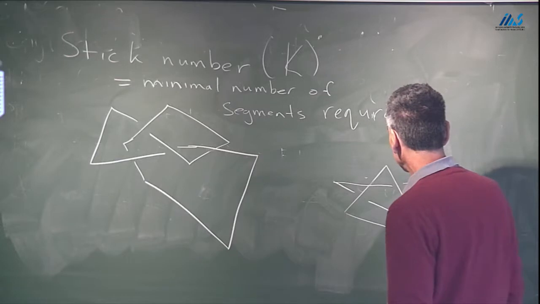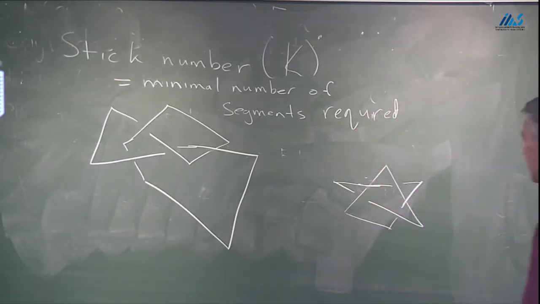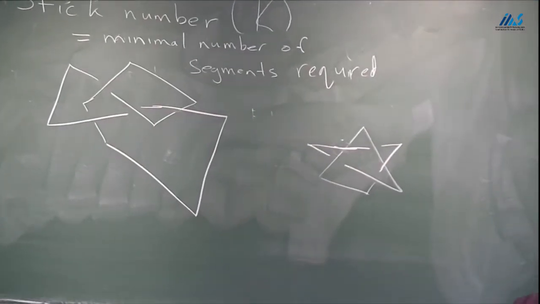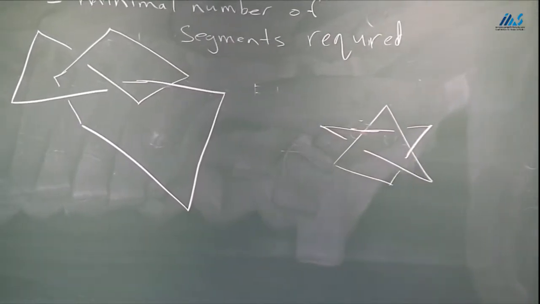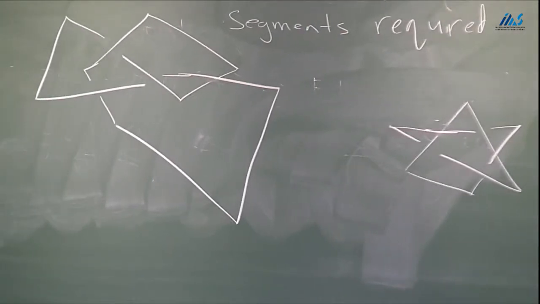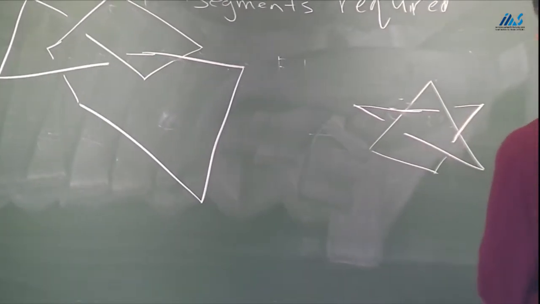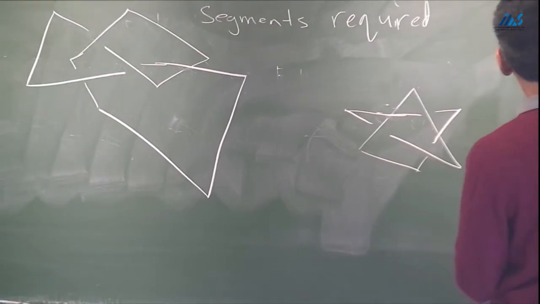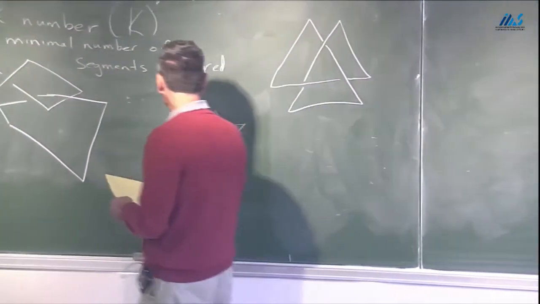How many is that? One, two, three. Anyway, it's possible to make the trefoil with 6. Here, let me do it properly. There.